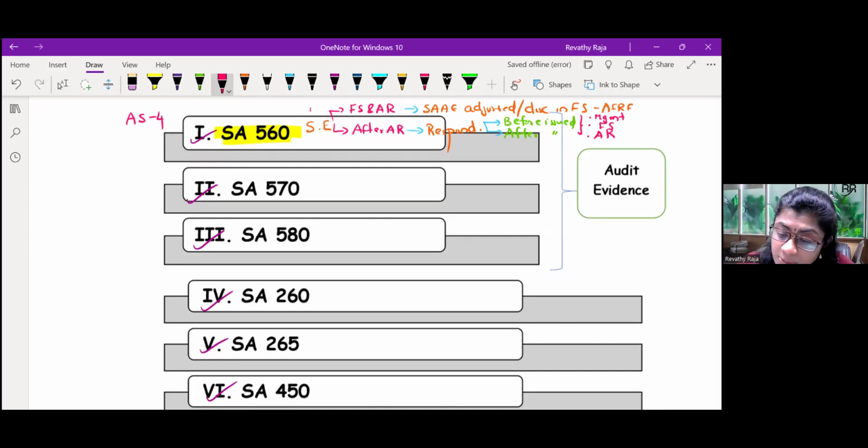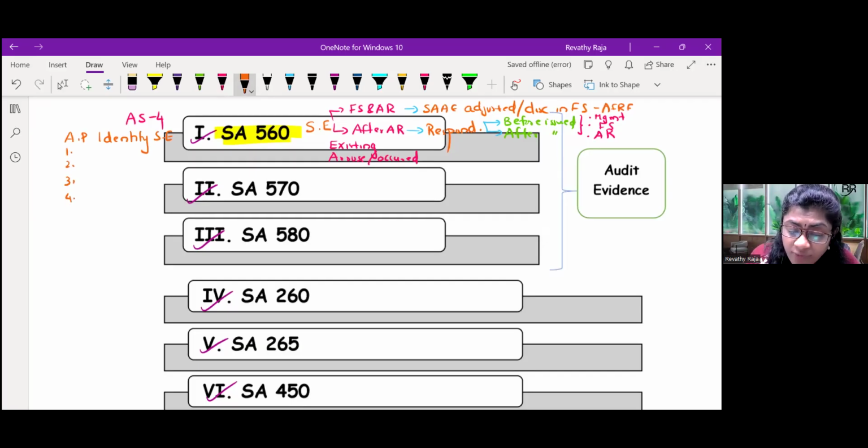Now, there are two types of subsequent events as per SA 560: those events or conditions which were existing as on the FS date, and those that arose or occurred after the FS date. Now, finally, as an auditor, how will the auditor identify the subsequent events? Basically, management has to identify and reflect them in FS.